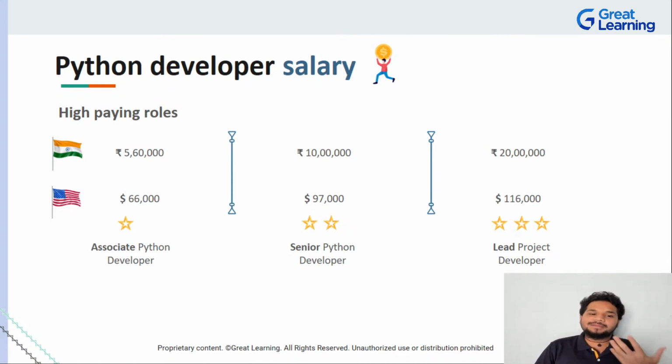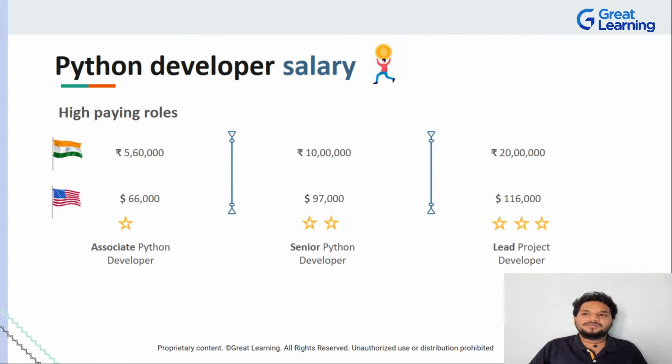Because as an associate Python developer, as a very beginner in your first job, you will have an average salary somewhere around 5.6 to 6 lakhs per annum in India. And of course, it's somewhere around $60,000 to $70,000 in the USA.